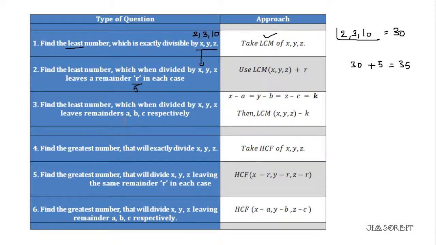In this question, find the least number which when divided by x, y, z leaves remainder a, b, c respectively. This is the most typical of all.